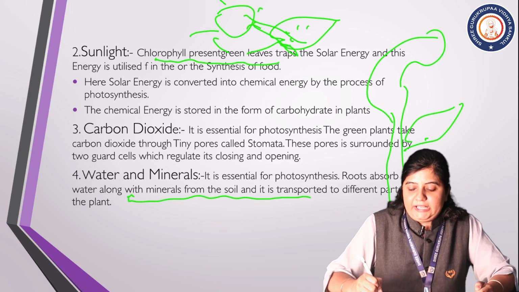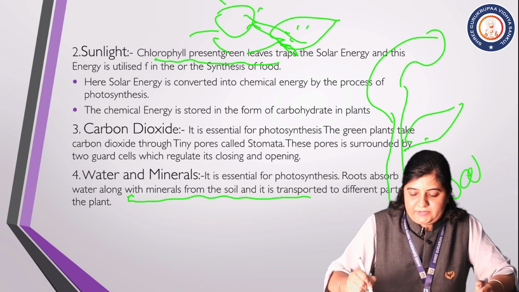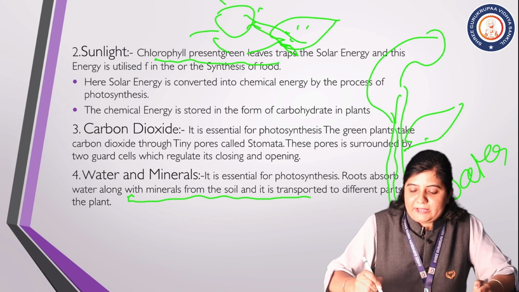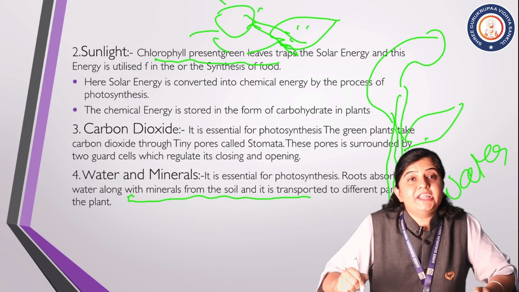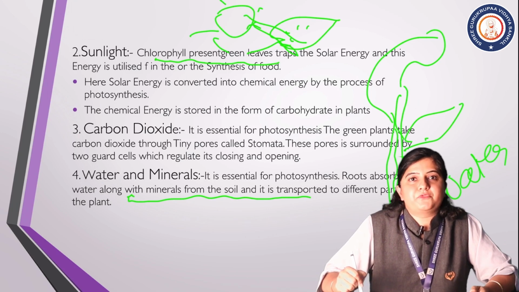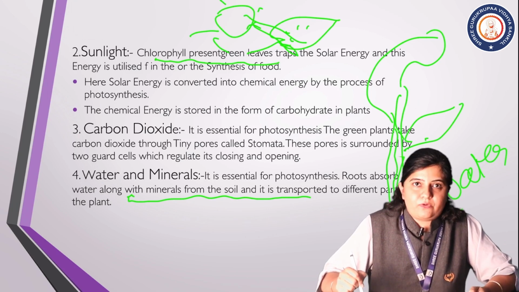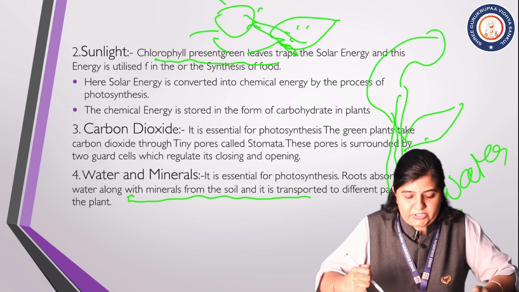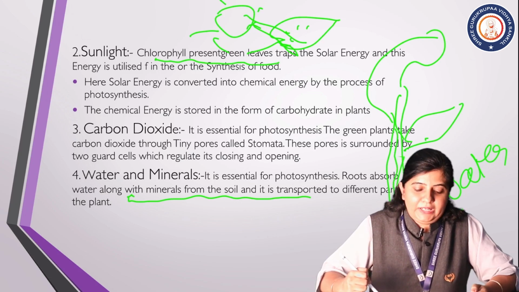Through the roots it will absorb the water, and through a pipe-like channel it will transport it to each and every part of the plant. So this way plants do the process of photosynthesis. They prepare their own food using these four raw materials: chlorophyll, sunlight, carbon dioxide, water and mineral.